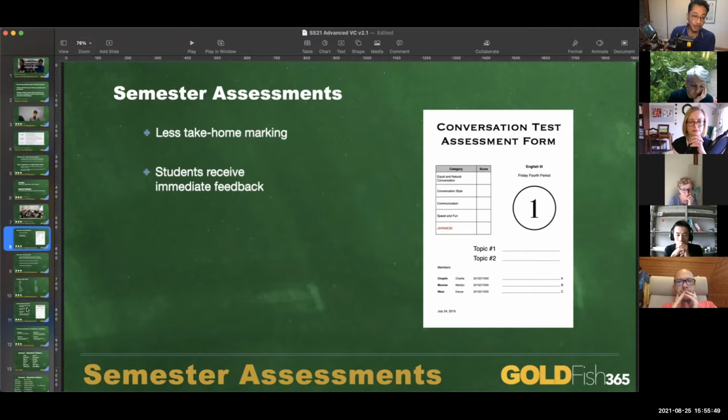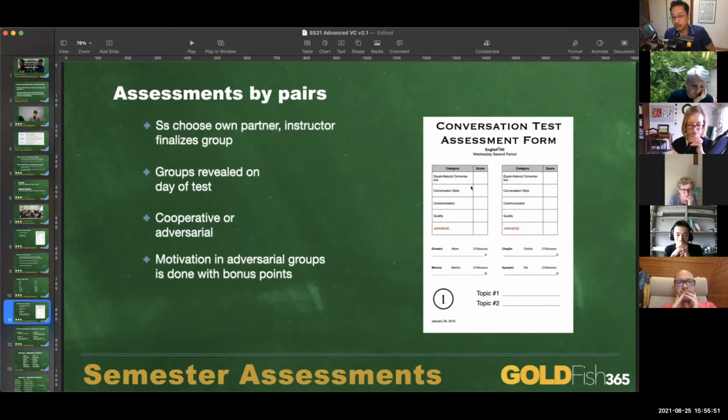In the second semester, notice there are 2 assessment cards because now they're working in pairs. Now there are 2 ways to handle this. You can either do this cooperatively or adversarially. If you do it cooperatively, it's basically the same as the first semester, where you say, all of you are in a group of 4, now just have a fun conversation on TV, on Japanese TV, whatever you like.